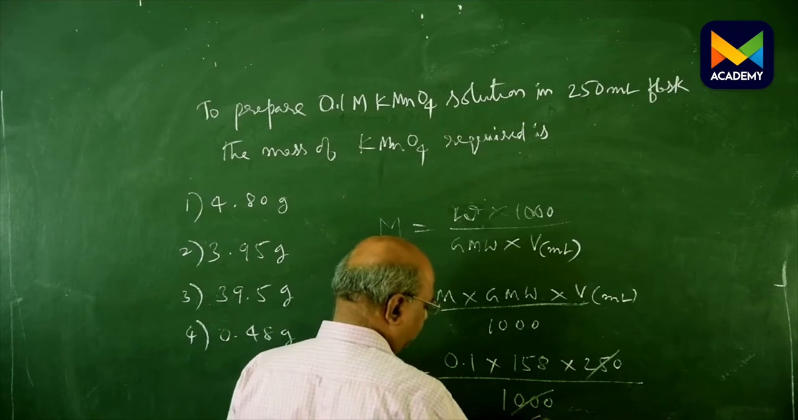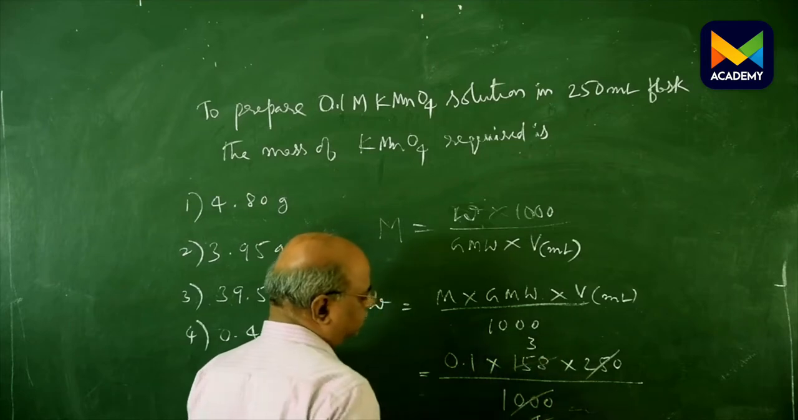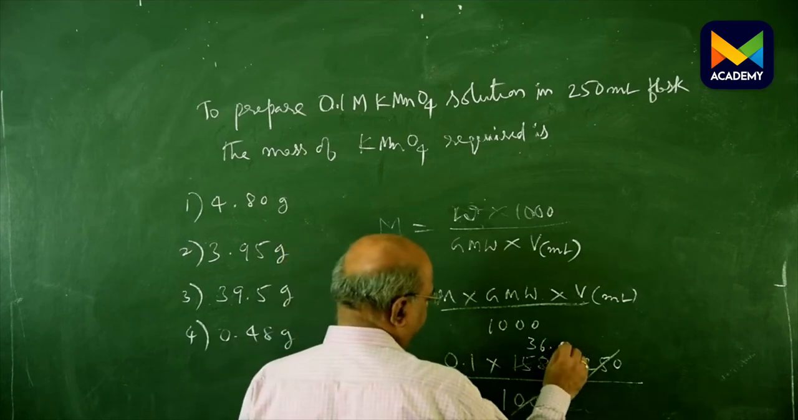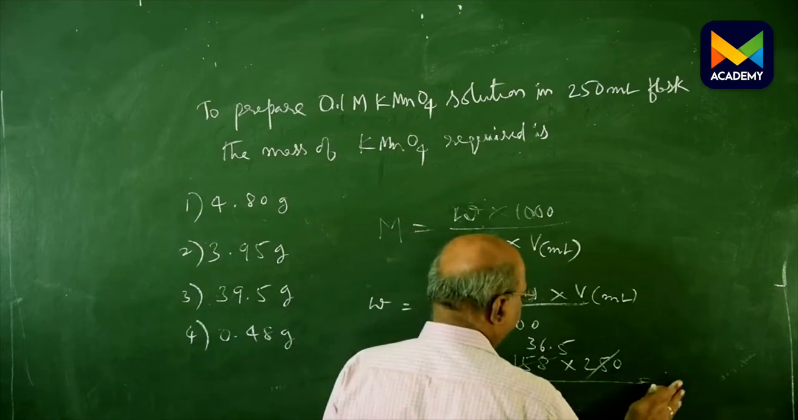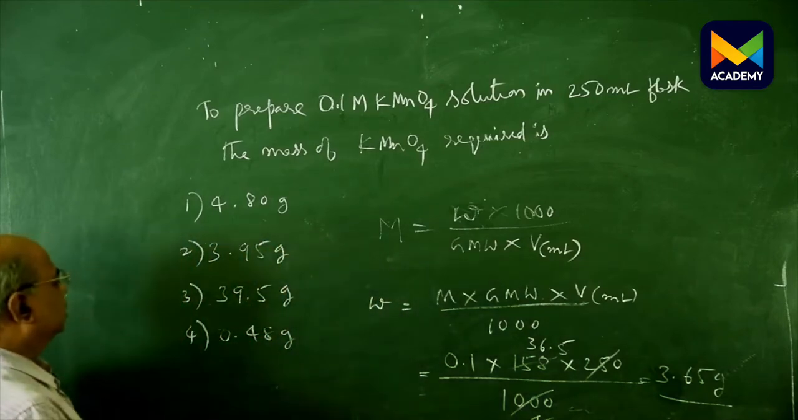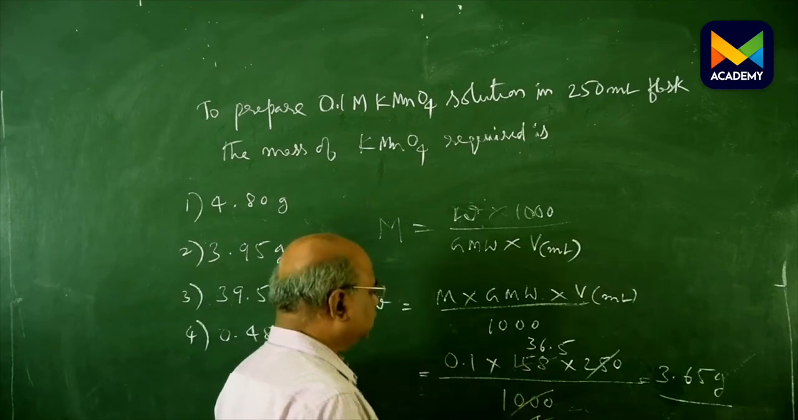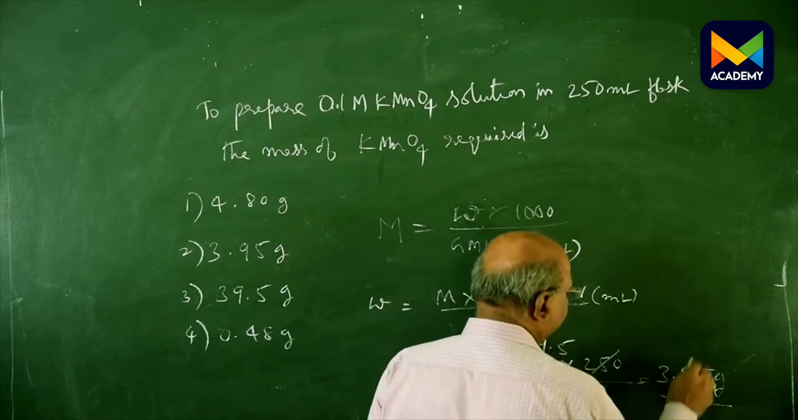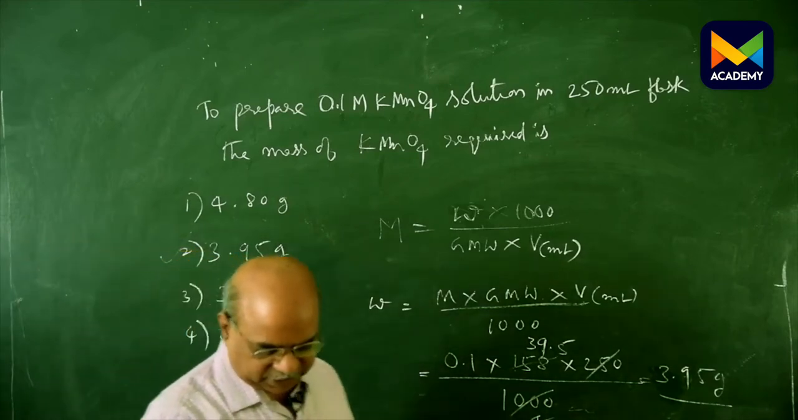So 250, 4 times, 4, 3 times 12, 38, 6 times 36, 0.2 means 5 times. So as 0.1 is further there, it should be equal to 3.65 grams. So this is the mass of, let me check once again: 6, 3 times 12, 38, so 9 times, well, this is 9 times 39.5, so this becomes 3.95 grams. So the answer should be 3.95 grams, the second option is the right answer.